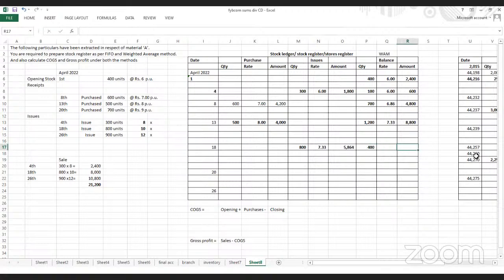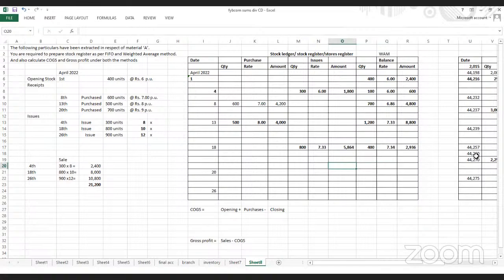Same way deduct the amount also. From 8,800 deduct the amount of units issued. Now you are left with amount as well as units. So divide amount by units, you will get the new rate. After issue, mostly the rate remains the same. Okay, minor difference may be there, but almost it remains same. So 7.34 is the rate. Clear? Next date is 20th.